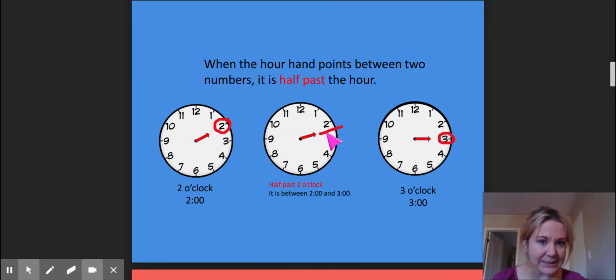Now the hour hand is pointing between what two numbers? Right between the 2 and the 3. Okay, so it's half past because it's halfway between the 2 and 3. And here the short hour hand has made its way to 3 and it's pointing right at 3. So we know this is 3 o'clock.